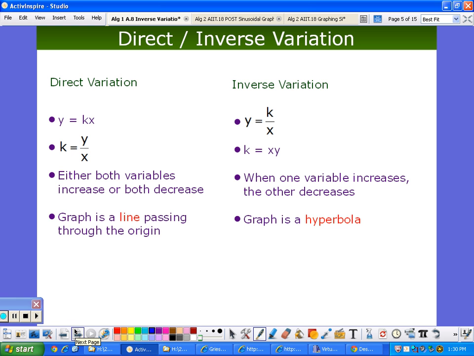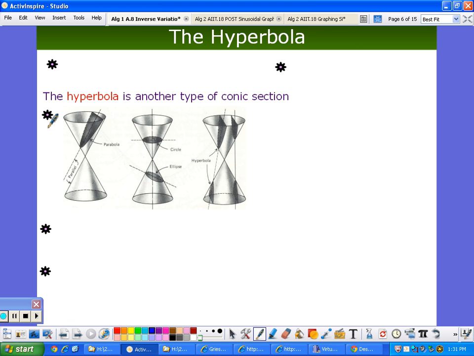All right, then let's do another comparison. So direct, y equals kx, inverse, y equals k over x. To find k in a direct, y divided by x. To find k in an inverse, you multiply x times y. In direct, both variables are going to increase or both are going to decrease. With inverse, one gets bigger, the other gets smaller. Opposite. The graph is a line that goes through the origin with direct, something like that. With inverse, we have this thing called a hyperbola. What's a hyperbola? We looked a little bit at it last time.